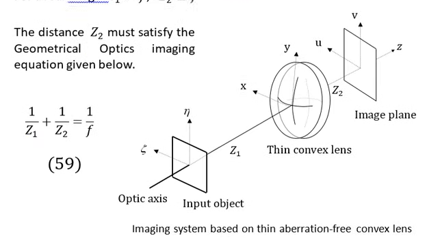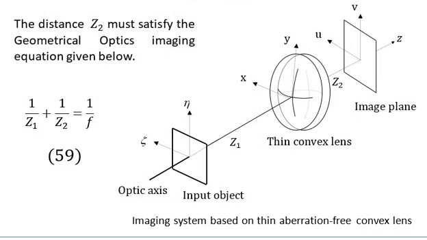So let's look at the geometry that we are using. You see that there are three planes: zeta eta plane, xy plane, uv plane. The zeta eta plane is the input object plane. The thin convex lens is placed at the xy plane, and the image plane is the UV plane. All these planes are piercing the z-axis perpendicularly.